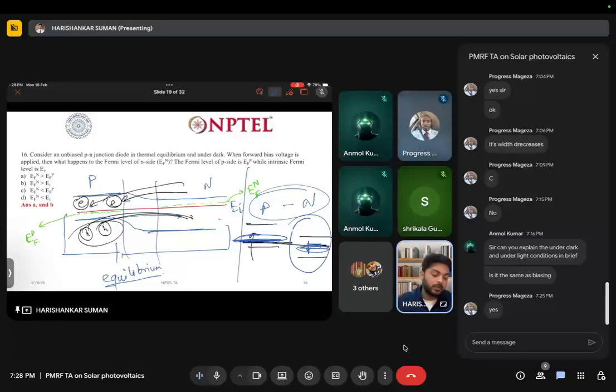Separate Fermi levels are built up when we apply the bias or illuminate with sunlight, because we disturb the charge carriers. So holes diffuse from the p side to the n side, and electrons also diffuse from the n side to the p side when forward bias is applied. Getting my point? Okay, thank you.